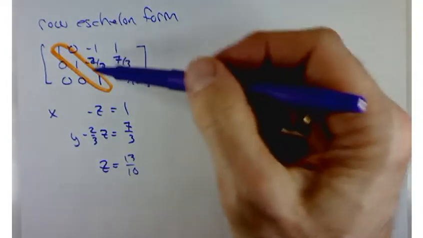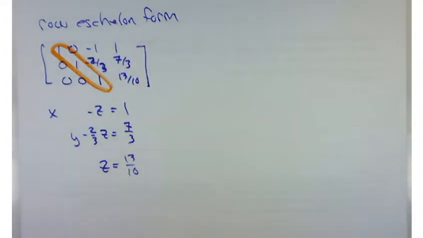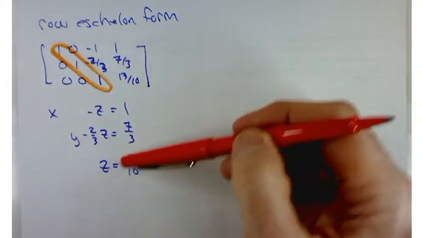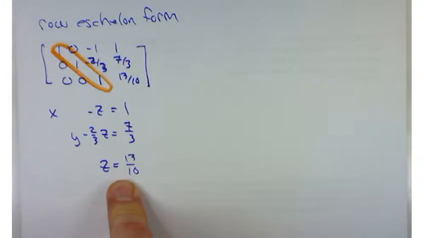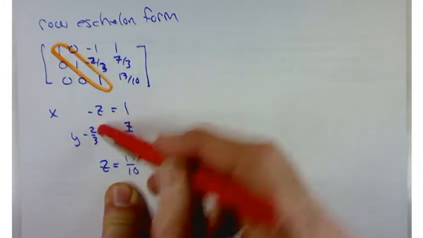So nice. If we had something like this, could you solve this pretty easily? Sure, because we already know what z equals, right? Z is 13 over 10. Plug that in here, and then you can get y. Plug it in here, and then you can get x. So solving from this point is not too bad.